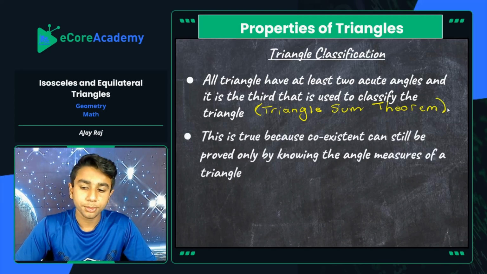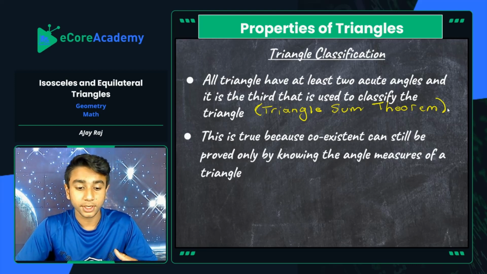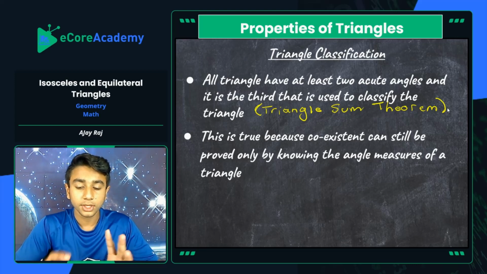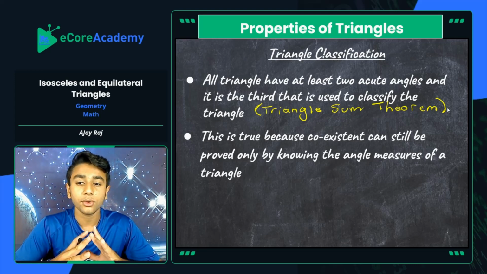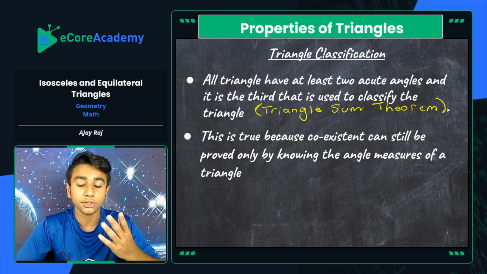And this is true because coexistence can still be proved only by knowing the angle measures of a triangle. That's very interesting because I showed you coexistence between side lengths and angles and how they can both be interrelated. But the only thing you need to know in a triangle is merely the angle measures. You only need one factor to know the other.